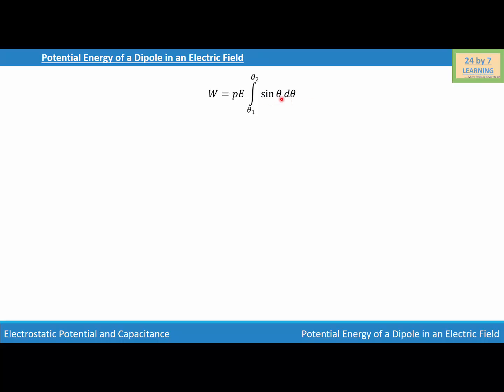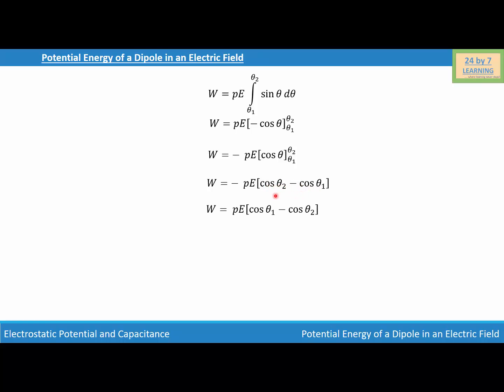Now let's integrate sine theta d theta. W is equal to PE, and the integration of sine theta d theta is negative cosine theta, with lower limit theta 1 and upper limit theta 2. Now let's simplify further by taking this negative outside, so W is equal to negative PE inside the bracket cosine theta, lower limit theta 1 to upper limit theta 2. Now let's substitute the lower limit and the upper limit, and we write W is equal to negative PE, cosine theta 2 minus cosine theta 1.